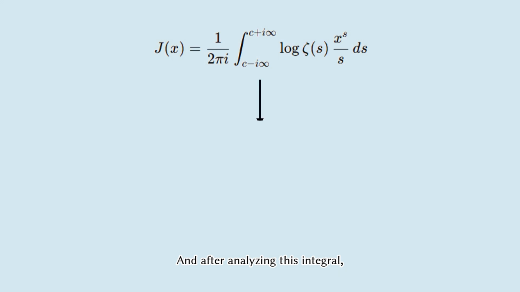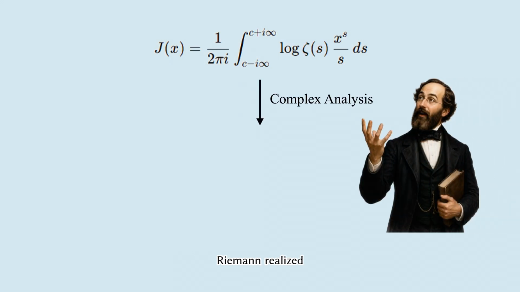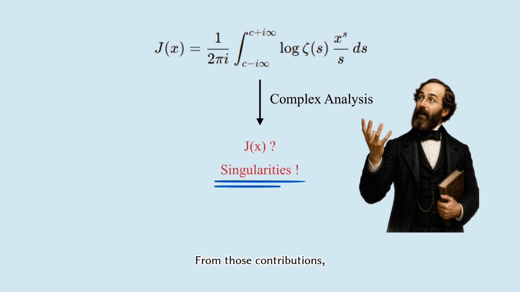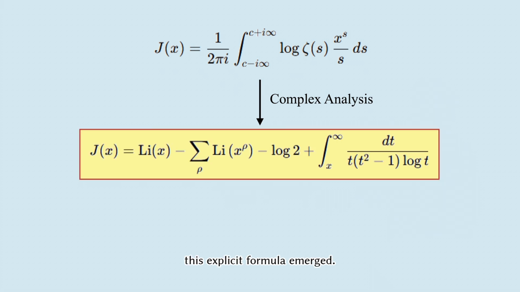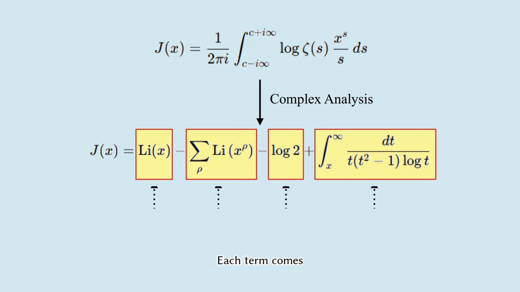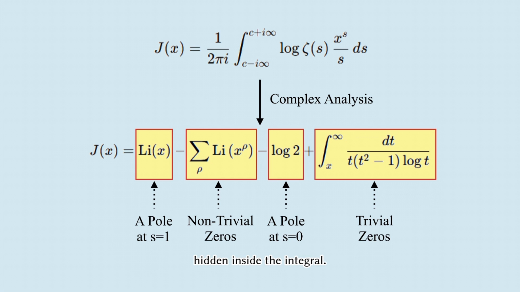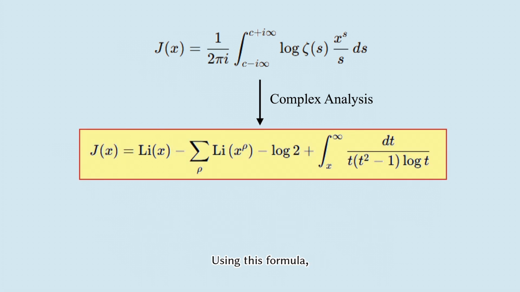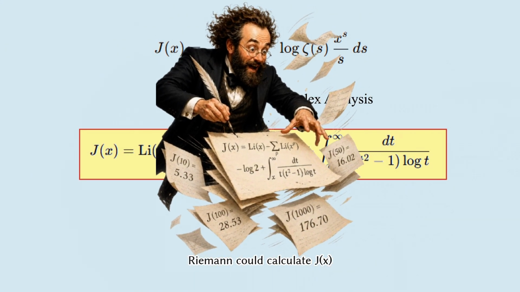And after analyzing this integral, Riemann realized J(x) could be reconstructed from the traces left by its singularities. From those contributions, this explicit formula emerged. It consists of 4 terms in total. Each term comes from a singularity hidden inside the integral. Using this formula, Riemann could calculate J(x) in a completely new way.